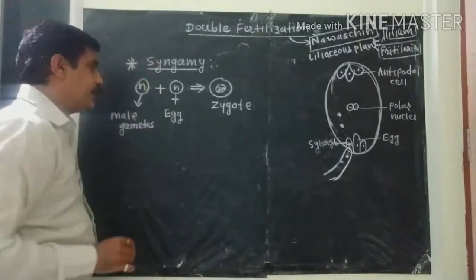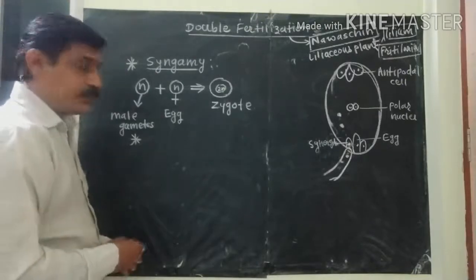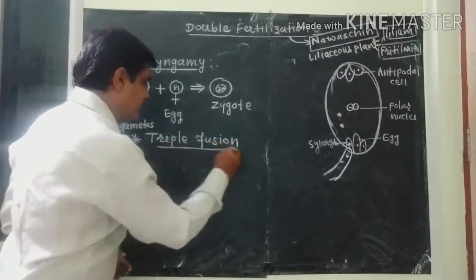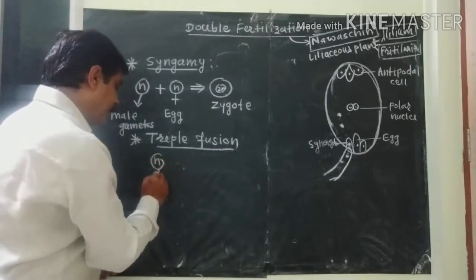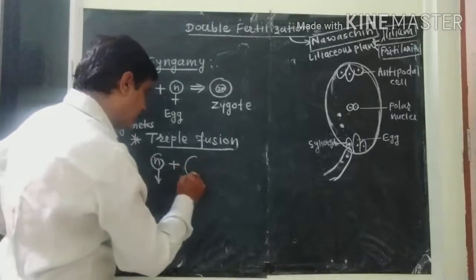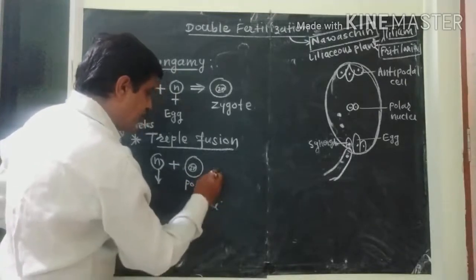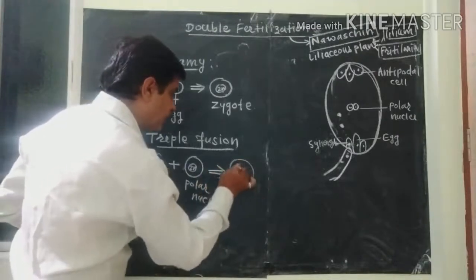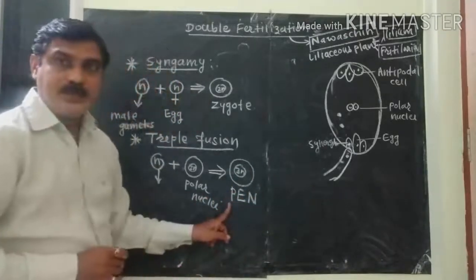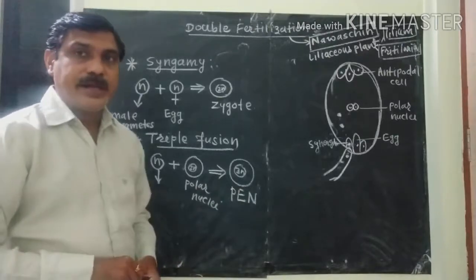On the other hand, at the same time, another fertilization takes place, which is known as triple fusion. In triple fusion, the haploid male gamete fuses with the polar nuclei, which is already diploid. This is the diploid secondary nucleus or the polar nuclei, and it forms the 3N triploid primary endosperm nucleus, which after fertilization develops into the nutritive endosperm.